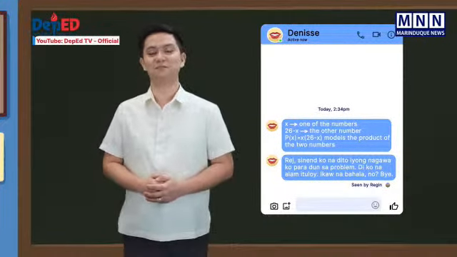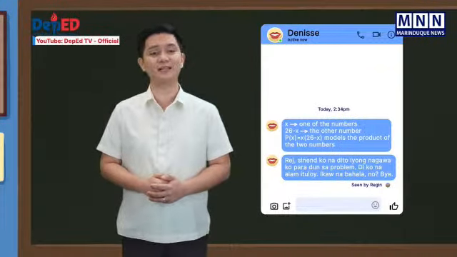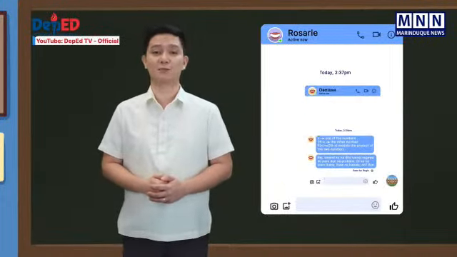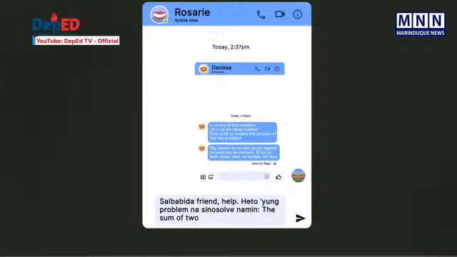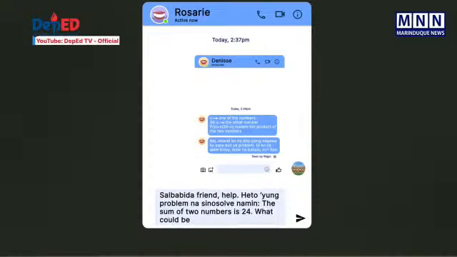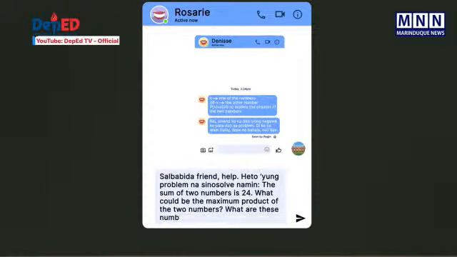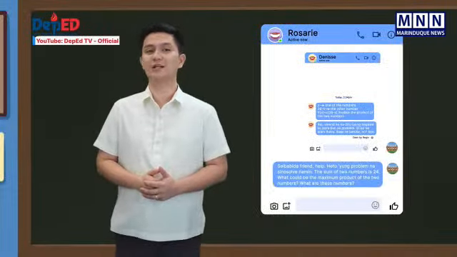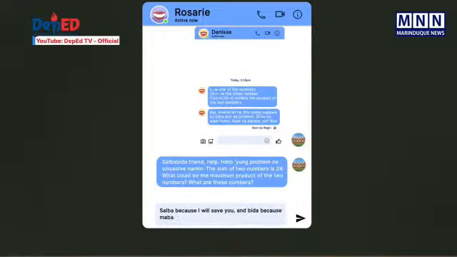What she did was screenshot the message of Denise and send it to Rosary with a caption, "Salbabida friend, help! Heto yung problem na sinosolve namin." The sum of two numbers is 24. What could be the maximum product of the two numbers? What are these numbers? To which Rosary replied, "Salba because I will save you, and Bida because mabait ako."